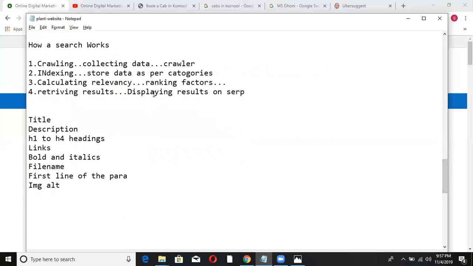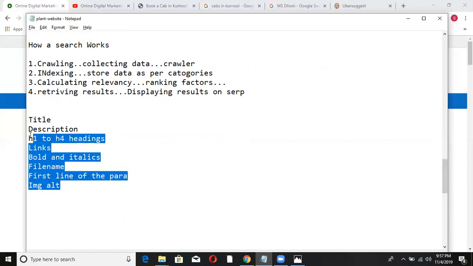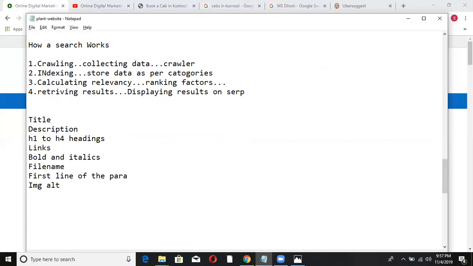So the crawler might not read all the lines, but the crawler will definitely read these places. What are these places you're going to learn? And in these places also, if you write "Dhoni is a good cricket player," the crawler will not understand. It will take only keywords.